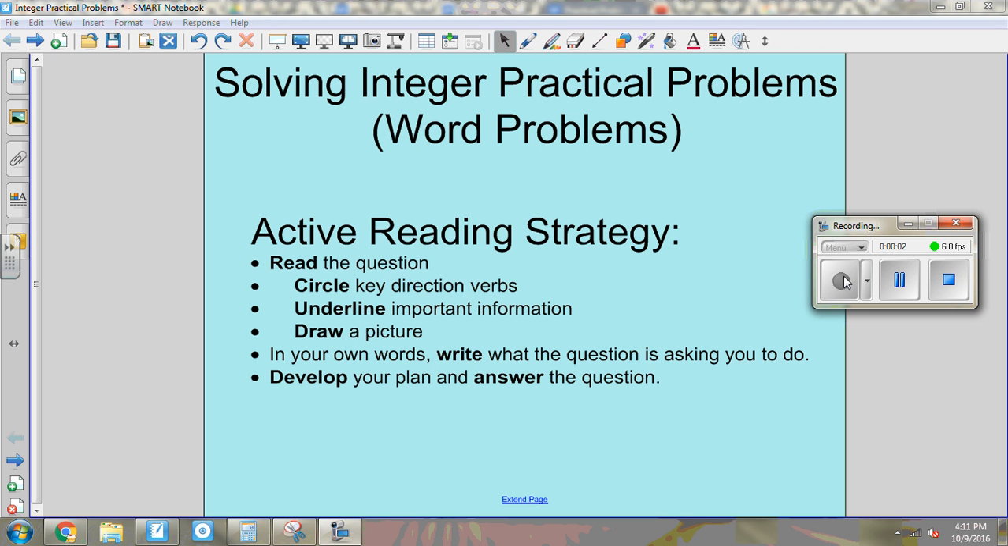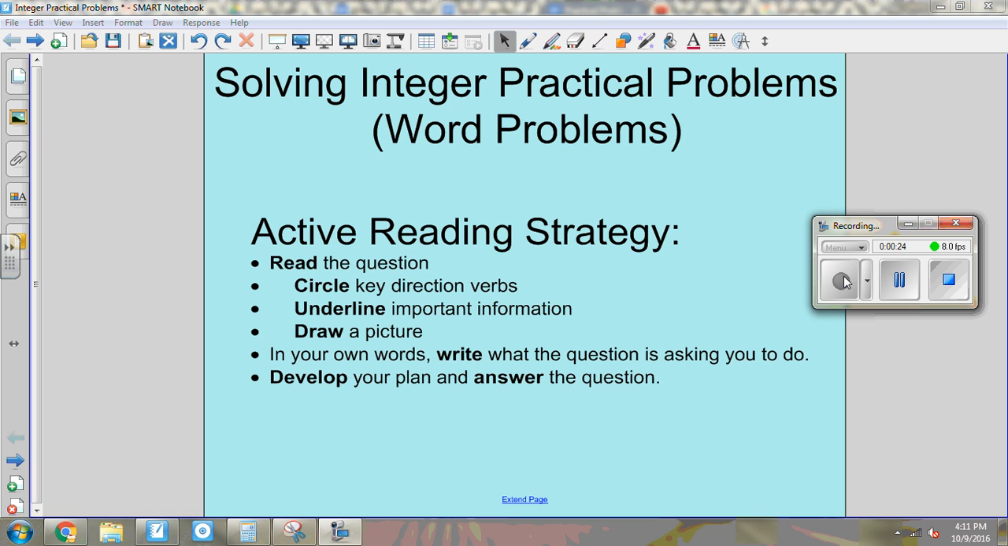Today we're going to be going through how to solve an integer practical problem, which is basically how to solve integer word problems. We're going to be using an active reading strategy, which means that we'll be following a certain number of steps throughout our word problems today, and you'll also find the strategy on your note sheet. I'll just read through it now, and then as we practice, the steps will become clear.